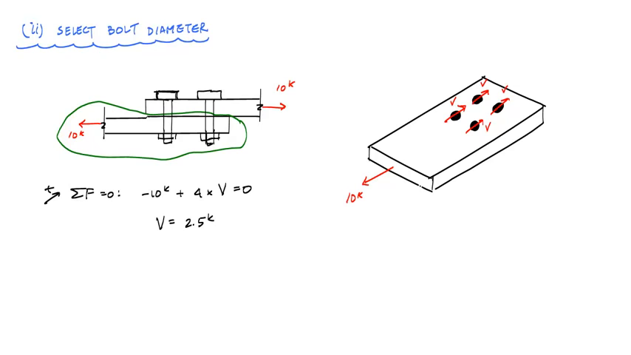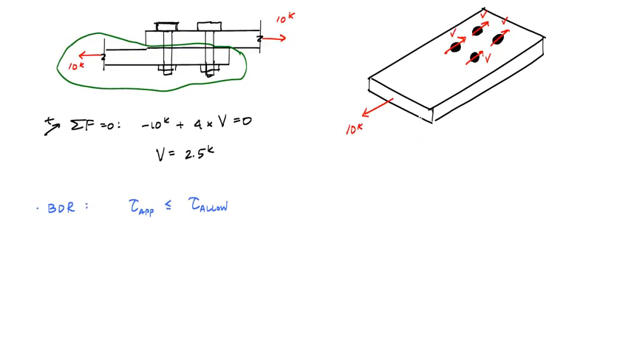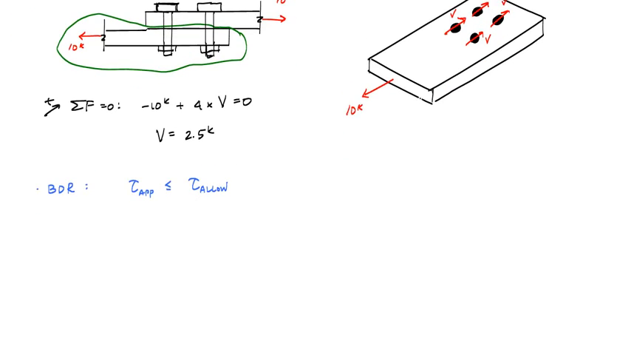Now, in order to select the bolt diameter, I have to start at the basic design relationship, BDR, for shear inside the bolt. And that would mean that I want tau applied inside the bolt to be less than or equal to whatever shear I allow inside the bolt. And here, the limit state is shear fracture of the bolt. And this tau allow is going to be tau ultimate, or tau fracture, divided by the factor of safety. And so what I'm going to be allowing is 54 KSI divided by 3, which is 18 KSI in each bolt. That's the maximum stress I'm going to allow in the bolts.